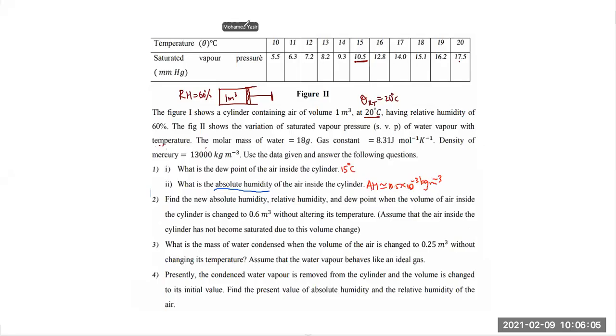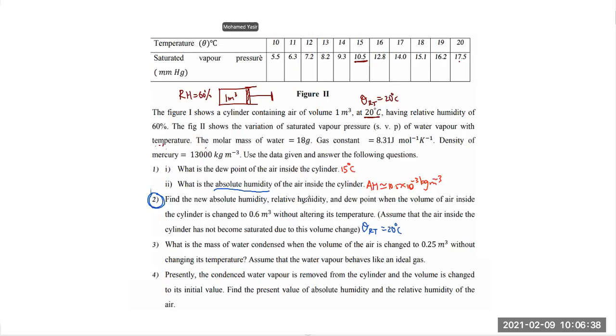Second question. What does it say? Find the new absolute humidity, relative humidity, and dew point when the volume of air inside the cylinder is changed to 0.6 meter cube without altering its temperature. Assume that the air inside the cylinder has not become saturated due to its volume change. Now we are going to discuss the second question. Room temperature is still the same. What is the room temperature? 20 degrees Celsius. They have not altered it, so room temperature still remains the same.